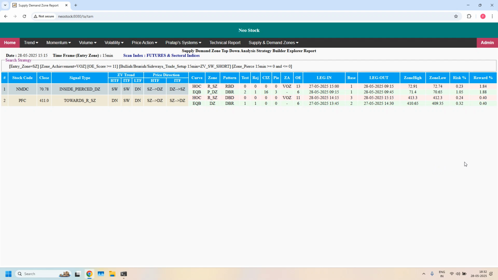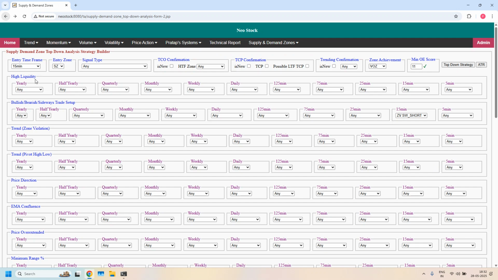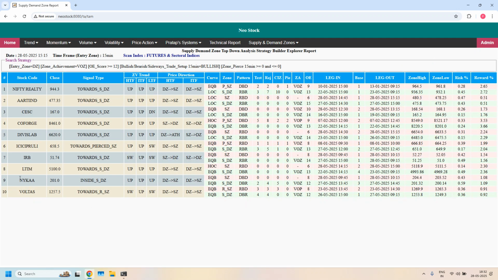Okay. Next we will look into the bullish trade setup for daily income trade. The changes are 15 minute demand zone. Here bullish or bearish at 15 minutes. I am selecting bullish and the minimum order enhancer score should be 12. With these changes, we got 10 stocks. They are supporting the bullish trade setup for daily income trade. And the entry time frame zones are 15 minute demand zones.